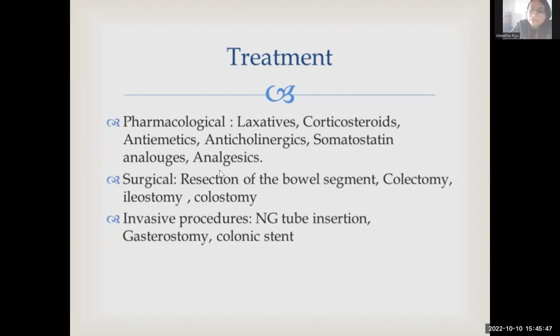Okay. Now there are also invasive procedures like NG tube insertion, like you were all saying. So you can put an NG tube in to deflate, to bring down the pressure that is accumulated in the distended abdomen. Gastrostomy can also be done if the patient has a longer prognosis, longer survival, and you want to also feed the patient through it. Colonic stent, if the obstruction is only at one point, you can suggest a colonic stent, provided the prognosis of the patient is good.